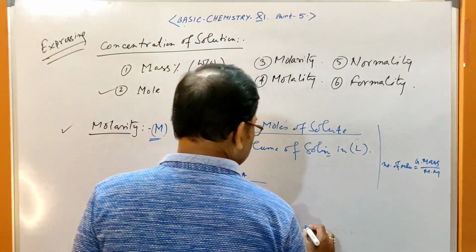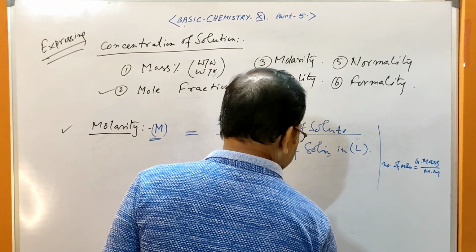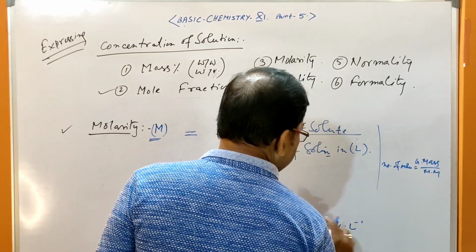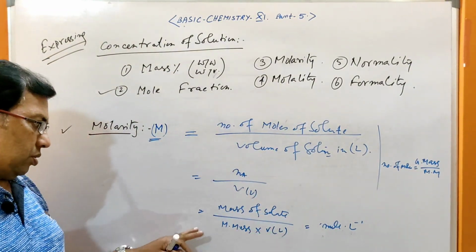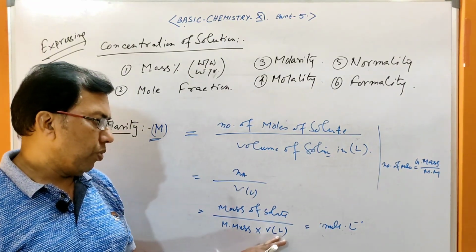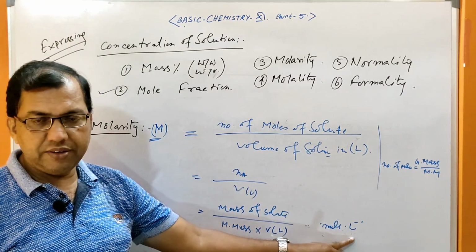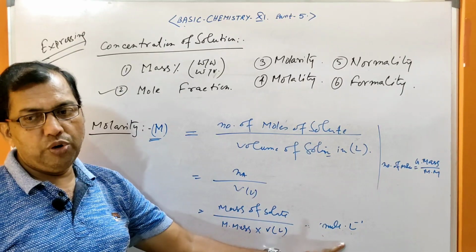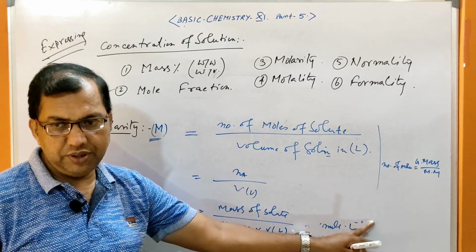After this, the unit is mole per liter, or mole liter inverse. Clear? Mass of solute divided by molar mass into volume in liter gives mole per liter. Mole per liter, not gram per liter. What will be the answer? Mole per liter, mole liter inverse. Clear?